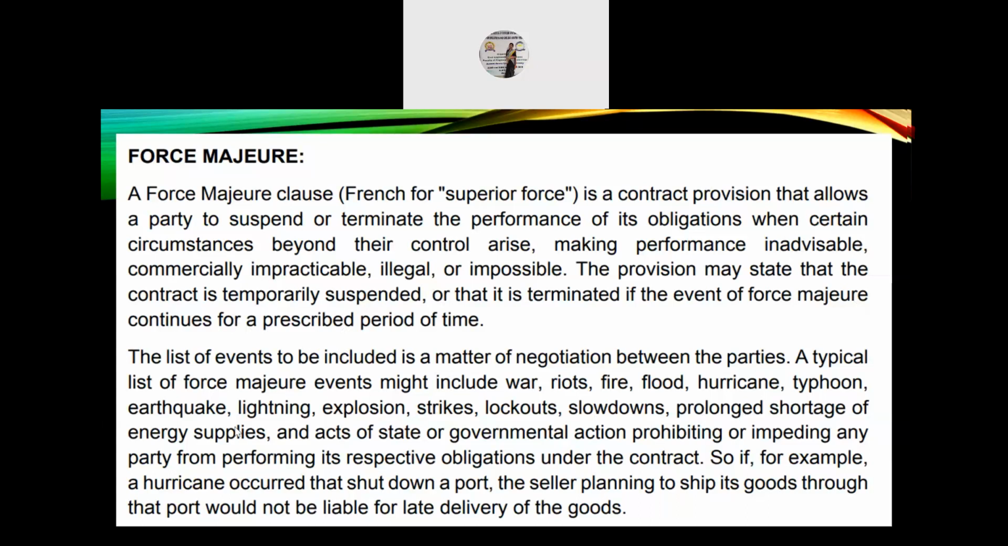So the list of events to be included is a matter of negotiation between the parties. A typical list of force majeure events might include war, riots, fire, flood, hurricane, typhoon, earthquake, lightning, explosion, strikes, lockouts, slowdowns, prolonged shortage of energy supplies, and acts of state or governmental action prohibiting or impeding any party from performing its respective obligations under the contract. So if, for example, a hurricane occurred that shut down a port, the seller planning to ship its goods through that port would not be liable for late delivery of the goods.